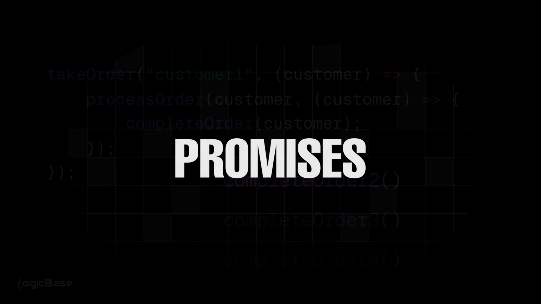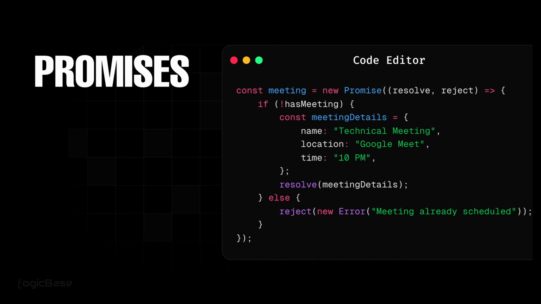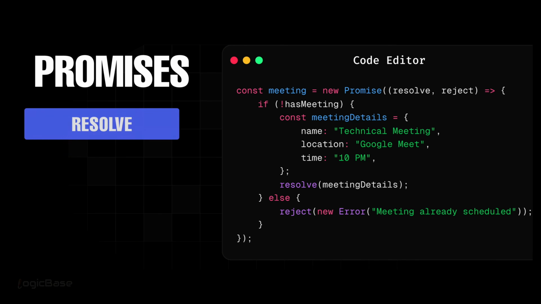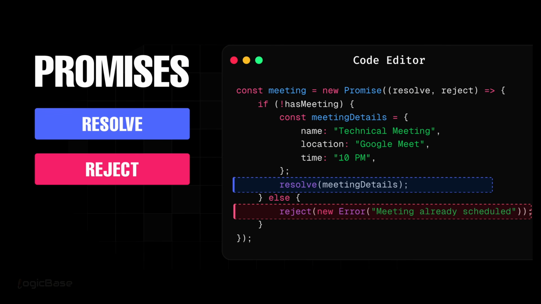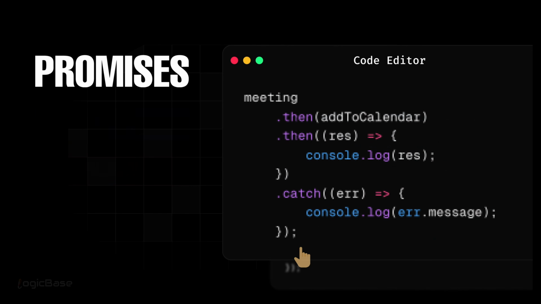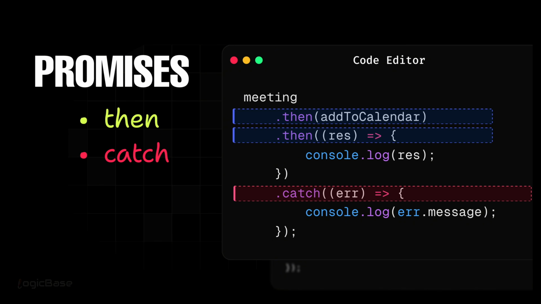To solve this, JavaScript introduced promises. A promise is exactly what it sounds like, a promise to do something. It can be resolved or fulfilled, and rejected or failed. To use a promise, we use then for success and catch for errors. This is much more human-friendly.